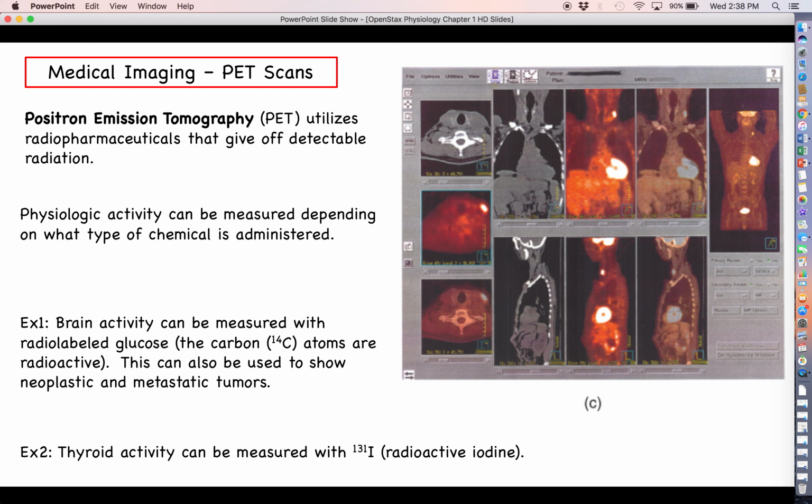Another example, something more innocuous than, say, looking for cancer: thyroid activity can be measured with radioactive iodine. We will learn about this in Chapter 17 on the endocrine system, but the thyroid, which is located in your neck, is just about the only tissue in the body that uses iodine for anything. So if you inject someone with radioactive iodine, after a while you should see the thyroid light up like a Christmas tree.